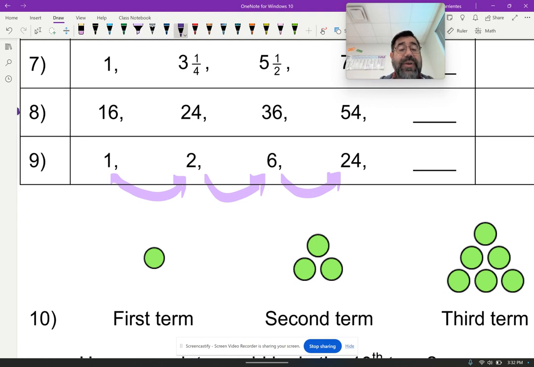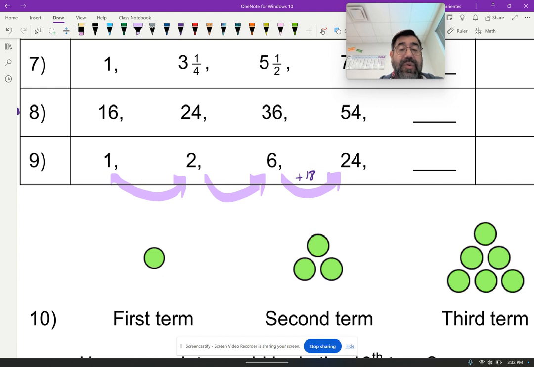And you can check pretty quickly because you can say to get from 1 to 2, we added 1. To get from 2 to 6, we added 4. To get from 6 to 24, we added 18. Oh, that's a big jump. And there's no pattern there.